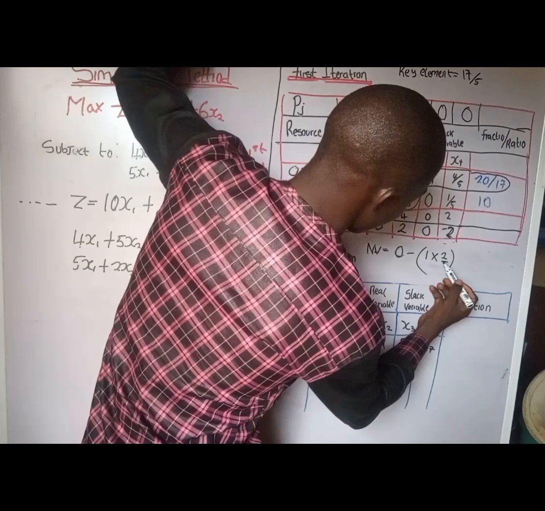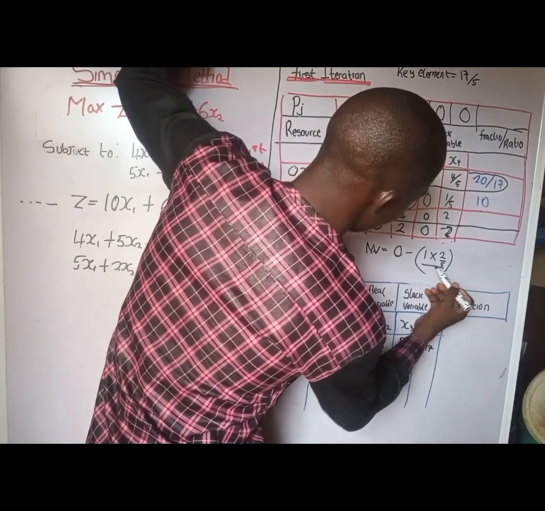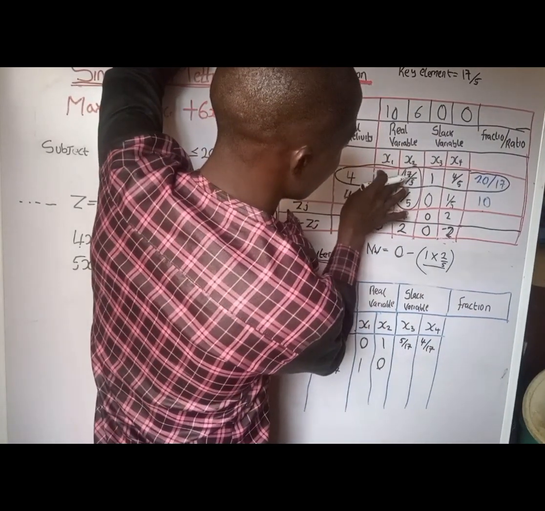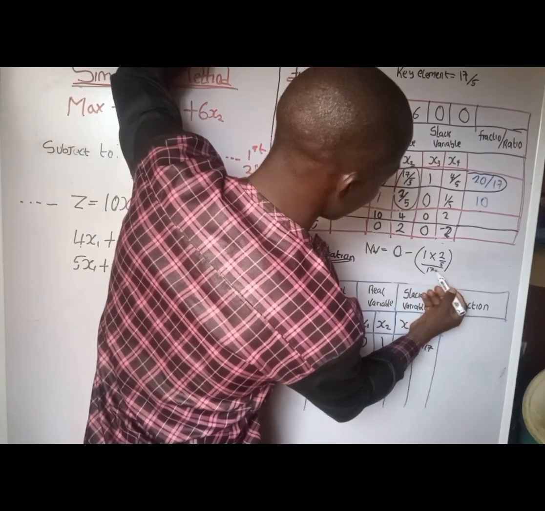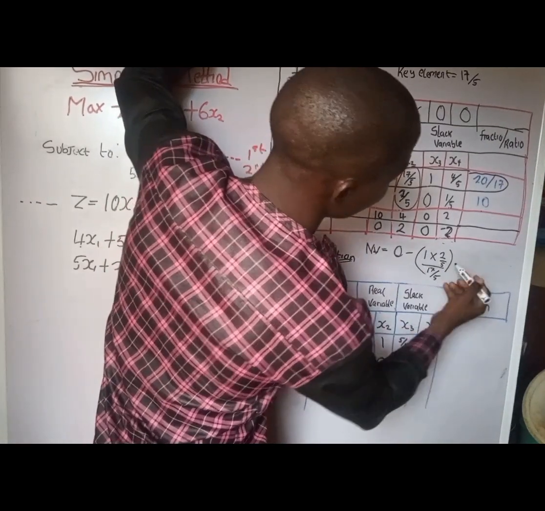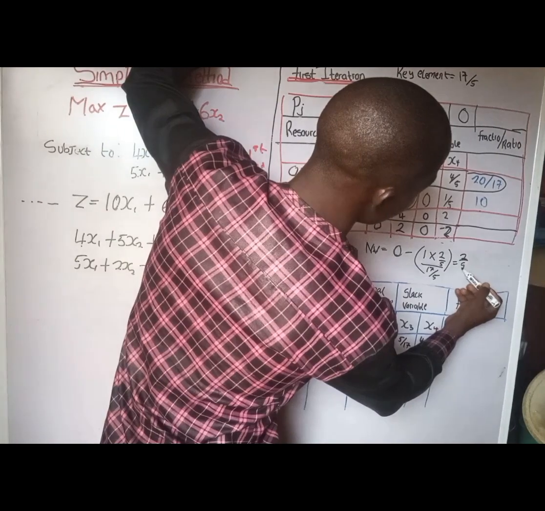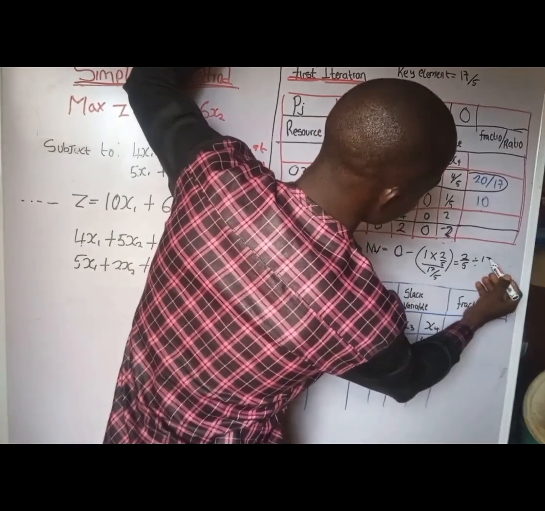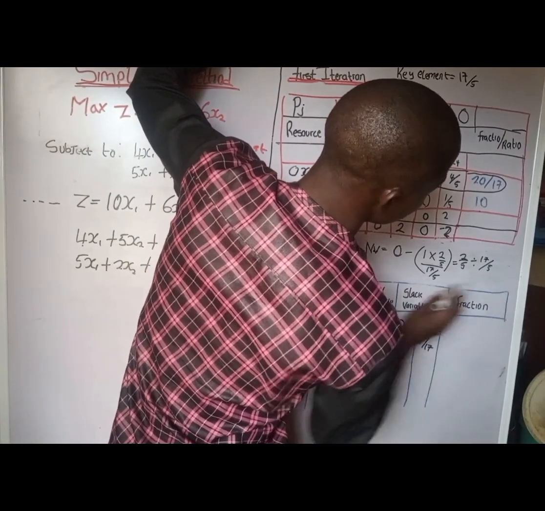2/5 divided by the key element. The key element is 17/5. So I'm going to be having 17 all over 5. 1 multiplied by 2/5 will give me 2/5. 2/5 divided by the key element, which is 17 all over 5.